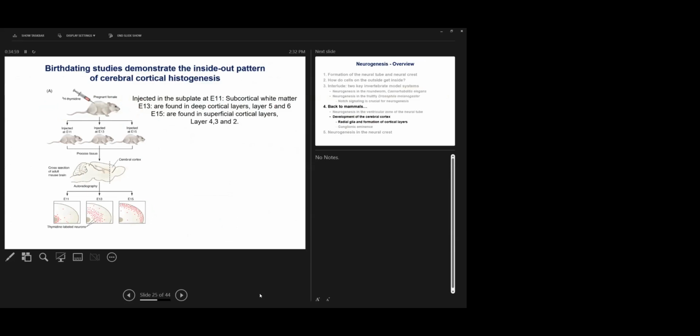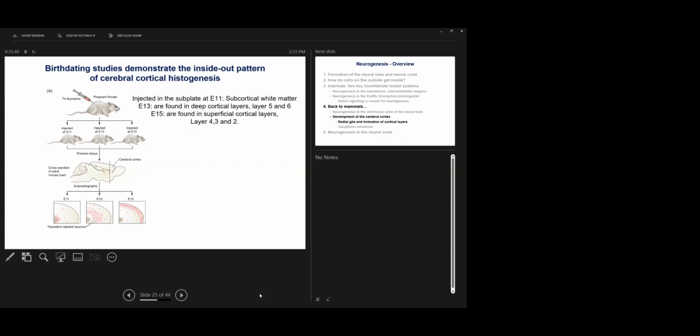So here, the pregnant female is injected with radio-labeled thymidine, at the E11 stage, E13 stage, or E15 stage. Then you take the tissue and do autoradiography. You can visualize the different types of neurons which are generated at different stages of development. At E11, you can label the subcortical white matter; at E13, you can label layers 5 and 6, the deep cortical layers; and at E15, you can label layers 4, 3, and 2. Those are formed at the later stage of development, the E15 stage.